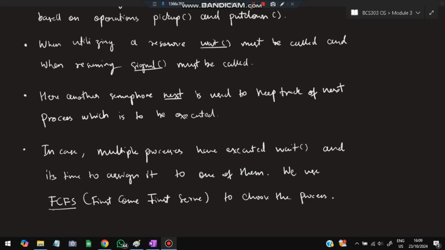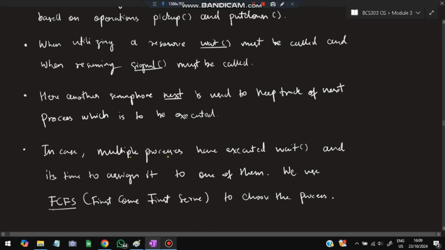Now suppose that multiple processes have requested a resource, and all of them are waiting. Now when the resource is released, which of them will be given the chance to use the resource? The one which requested first will be given the first priority. First come first serve will be used in case multiple processes have requested. Whichever process requested first will be given the chance to use the resource.